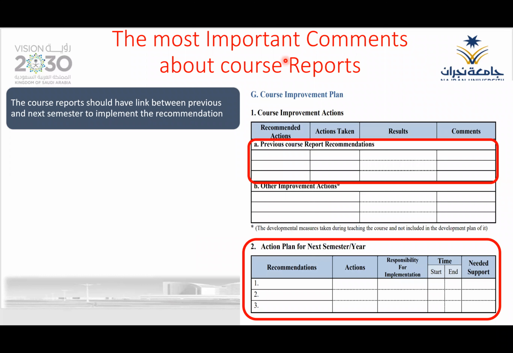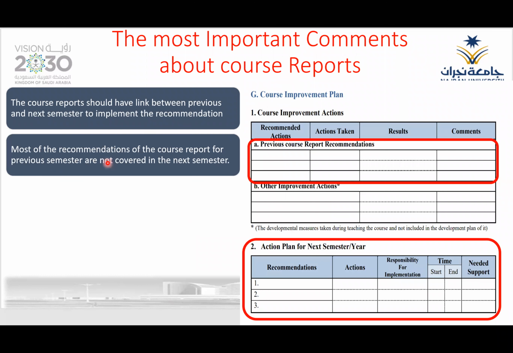Okay, Jazakallah khair. The second comment: they said most of the recommendations of the course report for the previous semester are not covered in the next semester. Again, the same comment. It means that the recommendations of the previous semester's course, which should be written here, are normally either not filled in, we leave it empty, or we wrote it but no action has been taken, there is no result. So this is critical for the accreditation. It means that we suggest something and we didn't implement it.